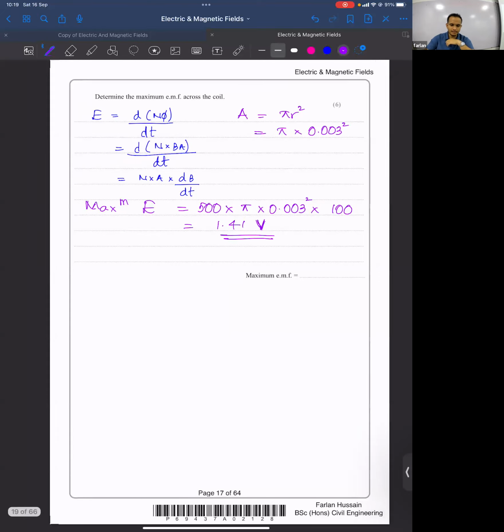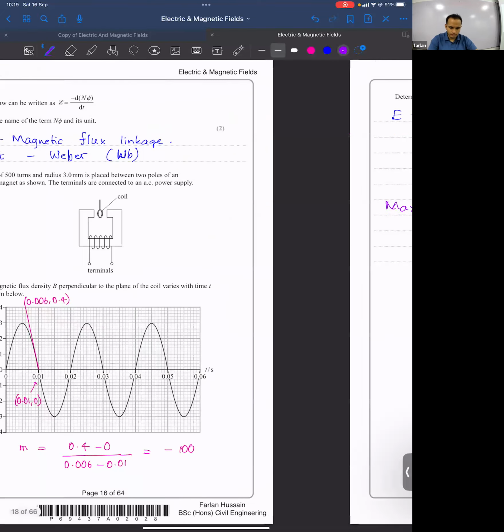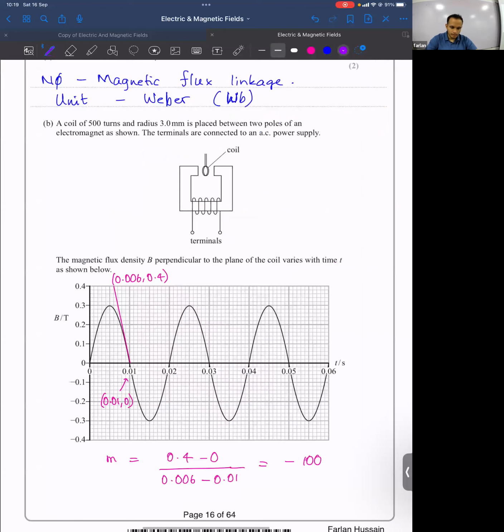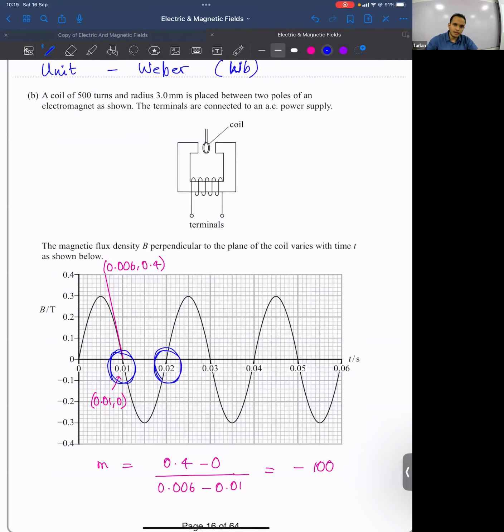Yeah, it's like this. I just took this point. No, I took this point, right? If I had taken this point, I would have got the same plus 100. If I had taken this point, it will be minus 100. If I had taken this point, it will be plus 100. So I just want the magnitude.